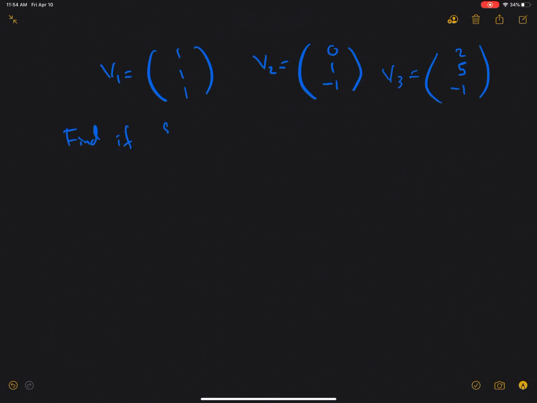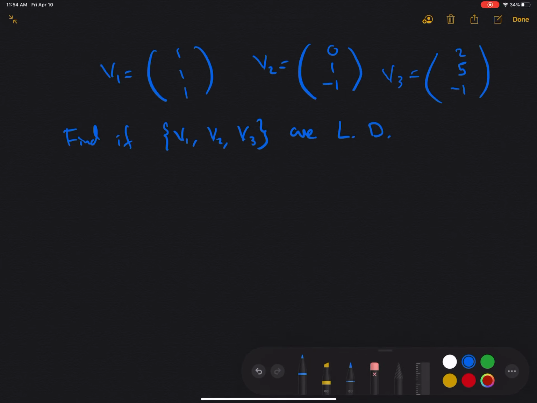In this video, let me try to find out if a set of vectors is linearly dependent. For example, let's look at these three vectors. The vector 1, 1, 1, the vector 0, 1, negative 1, and the vector 2, 5, negative 1. So suppose that I have these three vectors and I want to find if v1, v2, and v3 are linearly dependent. I want to find out whether or not this is true.